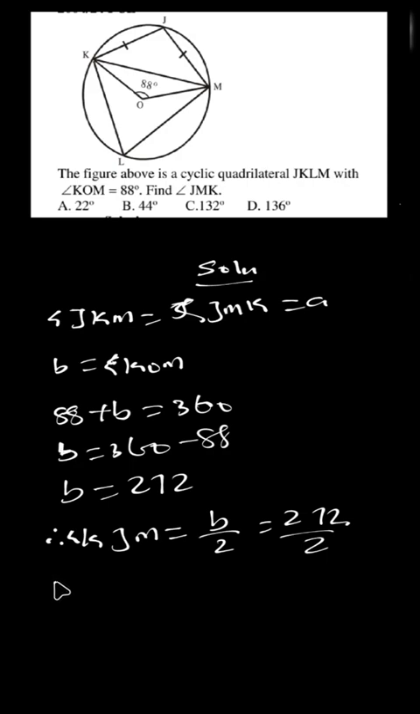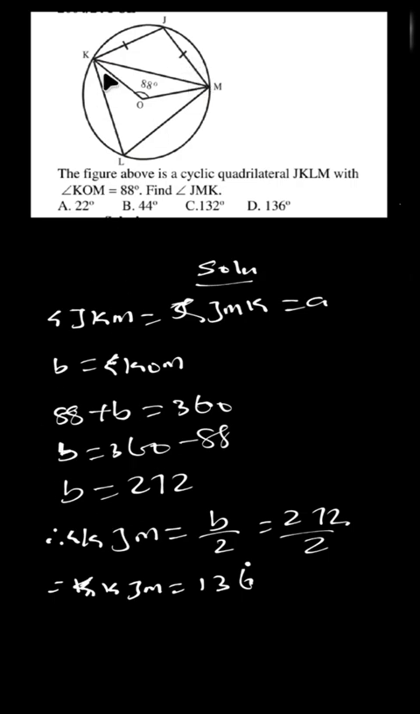So that means that our angle KJM is equal to 136 degrees. That means the angle we have here, this angle J here, is equal to 136 degrees. Now to get this angle M here, you consider this is a triangle. The sum of the angles in a triangle is equal to 180 degrees. That means the sum of angle K, angle J, and angle M is equal to 180 degrees.